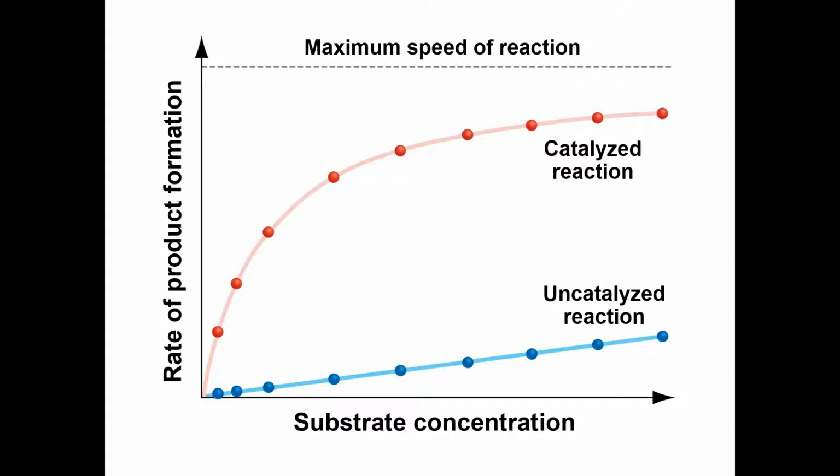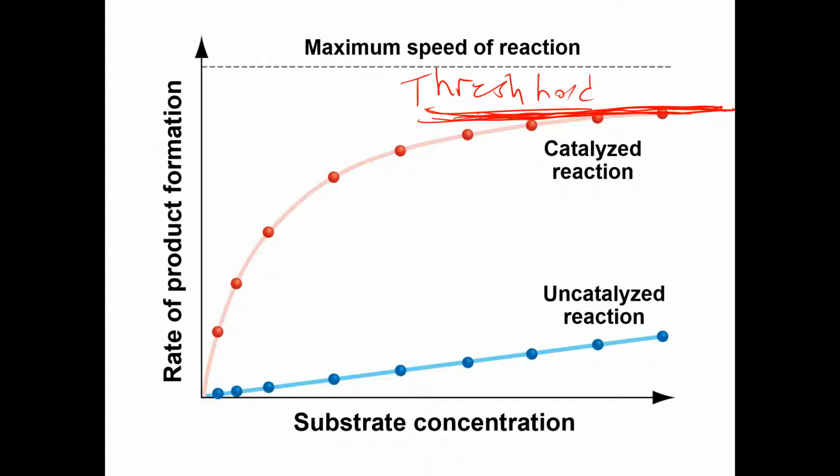Your catalyzed reaction has this logarithmic growth curve shape to it. But eventually, notice that it does begin to wane. It levels off. It reaches what we call a threshold.